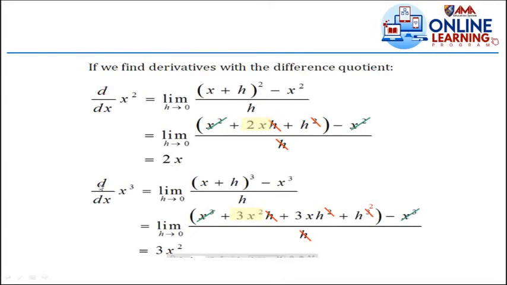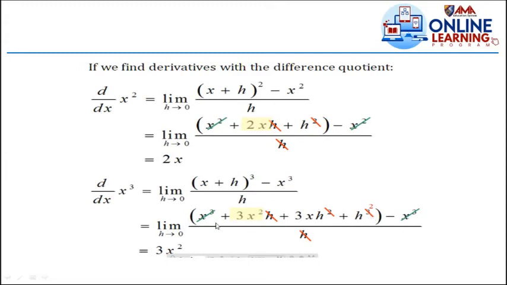Okay? So next, we have here the derivative of x cubed with respect to dx, which is equal to the limit. We're going to replace x by x plus h, then raised to 3 minus x cubed. So we're going to expand this one using the formula a plus b raised to 3, the cube of a binomial. We have a cubed plus 3a squared b plus 3ab squared plus b cubed. Here it is. So we have x cubed plus 3x squared h plus 3x h squared plus h cubed, then minus x cubed.